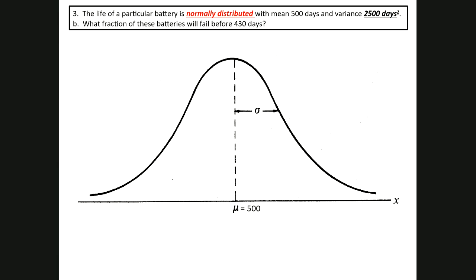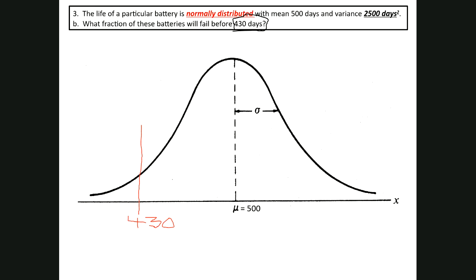All right. So now let's look at question B. We want to know what proportion or what fraction of these batteries will fail before 430 days. And thankfully, none of our parameters have changed. In this case, somewhere out here to the left is the value below 500, which is 430. And we want to find the Z value that corresponds to 430. So let's do that arithmetic.